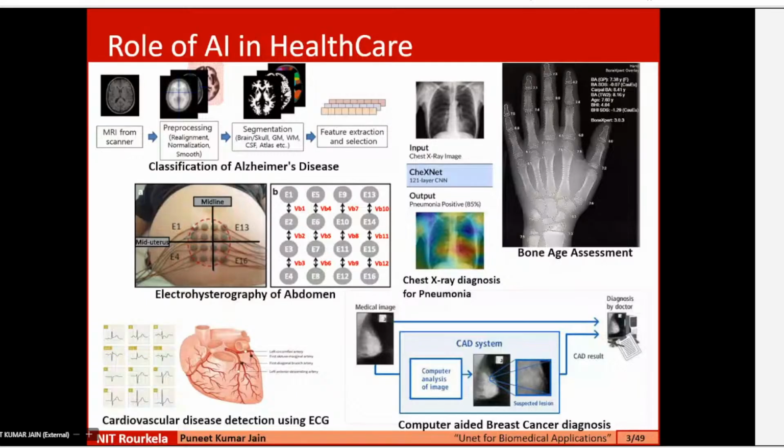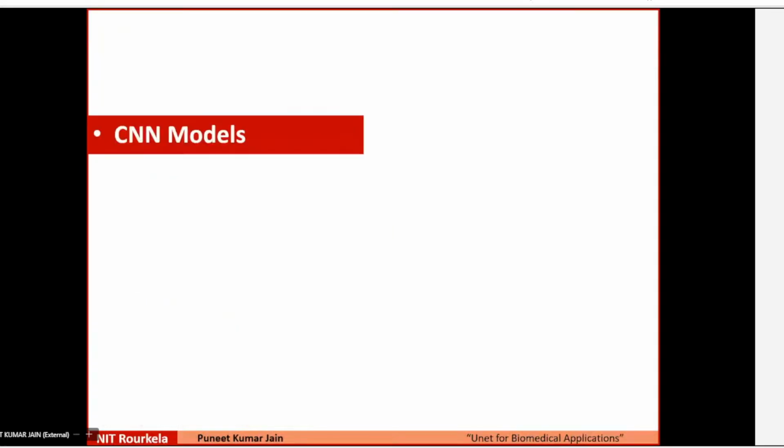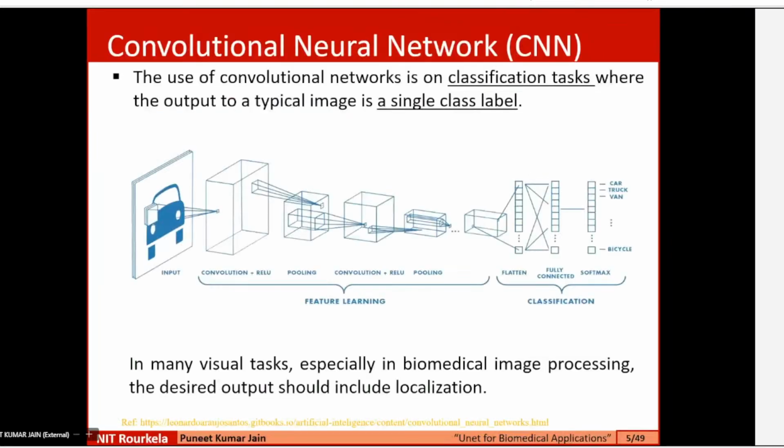So let me give you a glimpse of how the CNN model journey started. I hope everyone is familiar that when we talk about deep learning models, CNN, which is one of the deep learning models, consists of two major components. One is feature extraction or learning, and the second one is classification. And that's how deep learning models are distinguished from conventional machine learning techniques.